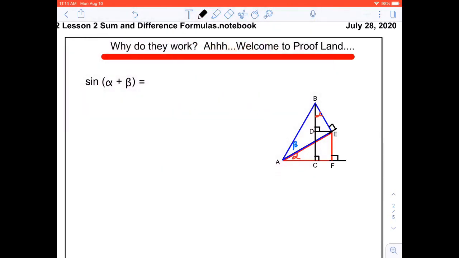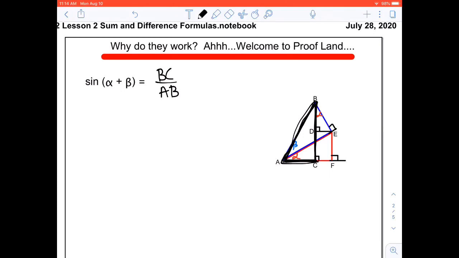Let's begin. All right, we want to know the sine of angle alpha plus beta. Well, this angle BAC is alpha plus beta. All right, and hopefully you can see where I'm highlighting this triangle. The opposite of angle alpha plus beta is segment BC, and the hypotenuse of that triangle would be AB.